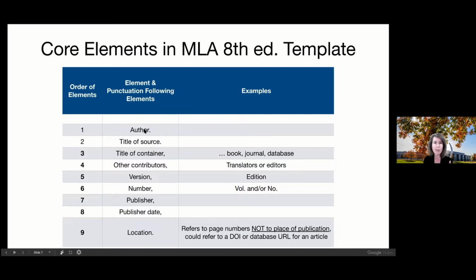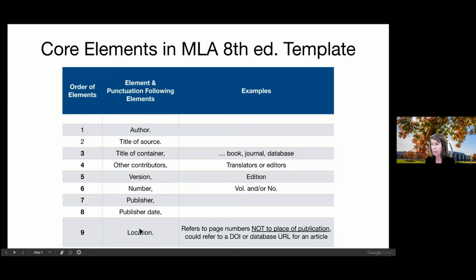So it's saying that the basic way in which you're going to create your citation is that you're going to look for an author. It's going to be followed by the title of the source, title of the container, and it goes down from there. So contributors could be translators or editors. A version could be an edition of something. A number could be the volume of a journal, for instance, and maybe an issue number. Publisher, when the item was published, the date of it, and the location.